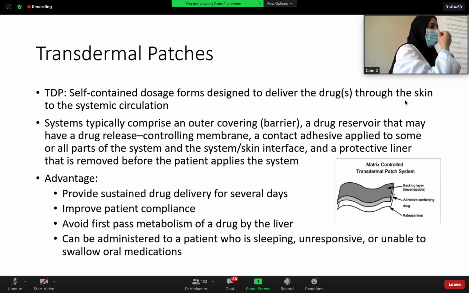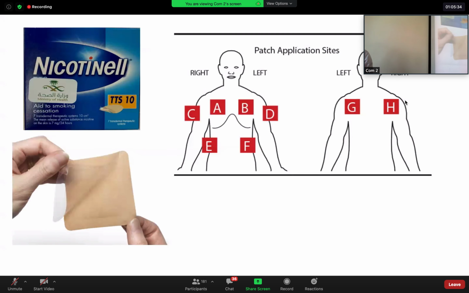Some of them can be useful for patients who cannot swallow, basically, or they are unresponsive or comatose, regardless. So the patient cannot take an oral medication, so that can be a way to administer the medication. Very good examples of transdermal patches: some contraceptives come as a transdermal patch, and others like pain medication. The nicotine patch, for example, comes as a patch.